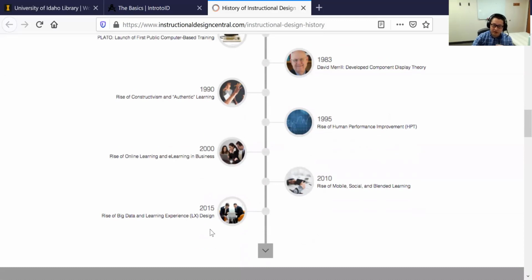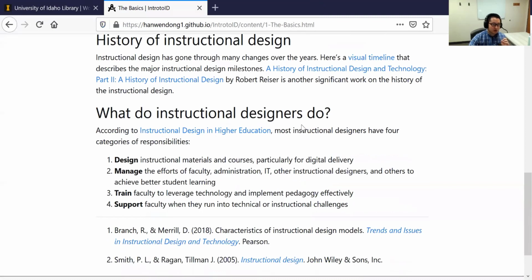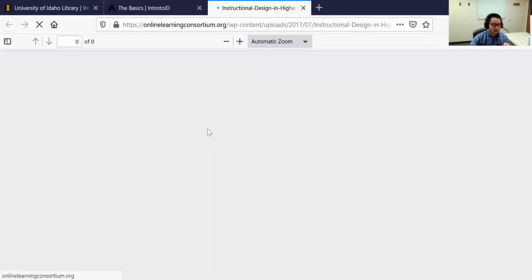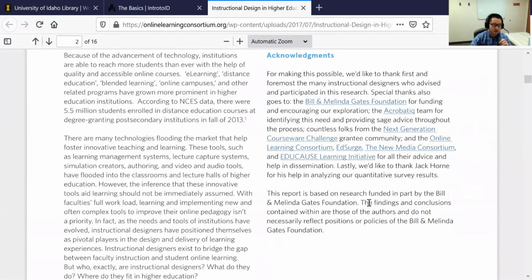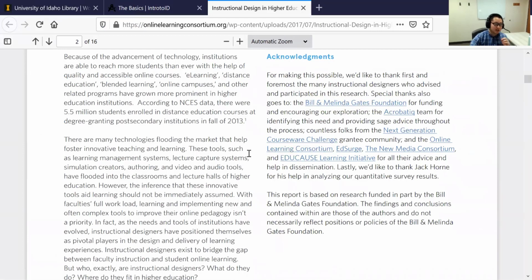2015 and beyond. Today, instructional materials are much more personalized and targeted as well, and that is thanks to big data and analytics. Today, the focus is not just on the learning outcomes, but also on the overall user experience of the learner. So next, let's talk about instructional designers and what they do. I found this helpful report, Instructional Designer in Higher Education. This was partially funded by the Bill and Melinda Gates Foundation.